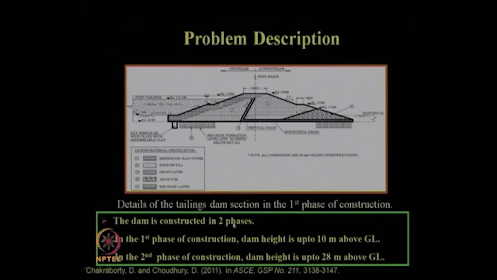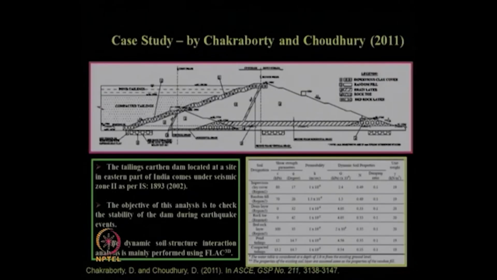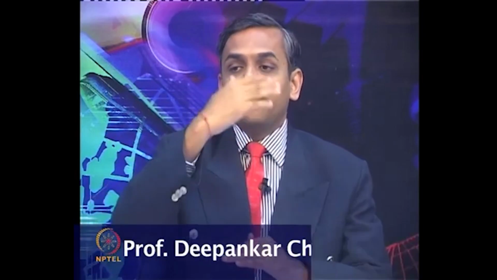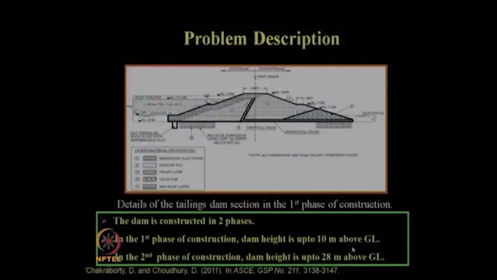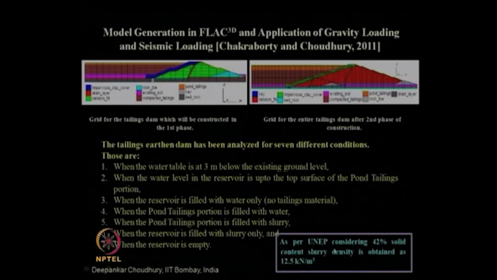So, we need to consider the stability aspects and seismic behavior of the dam, both for the first phase as well as for the second phase, because the second phase will be constructed whenever there is a requirement of storing those tailing waste material over time. So, initially the first phase will be constructed, and after a few years the second phase will be constructed. So, 10 meter above ground level is in the first phase and 28 meter above ground level is in the second phase. So, this is the FLAC 3 dimensional modeling, and this is the meshing.